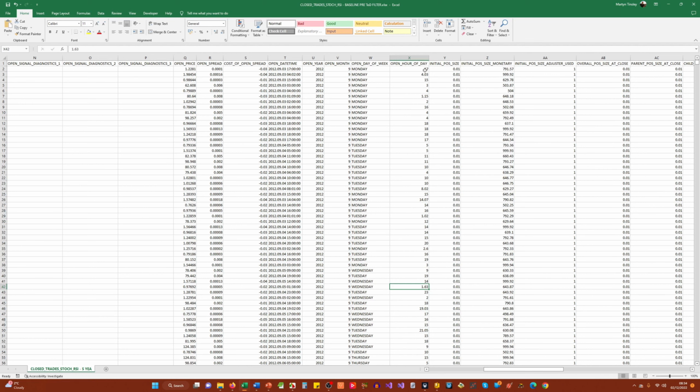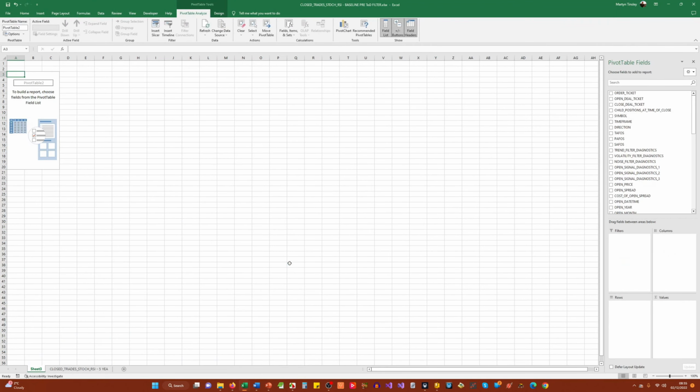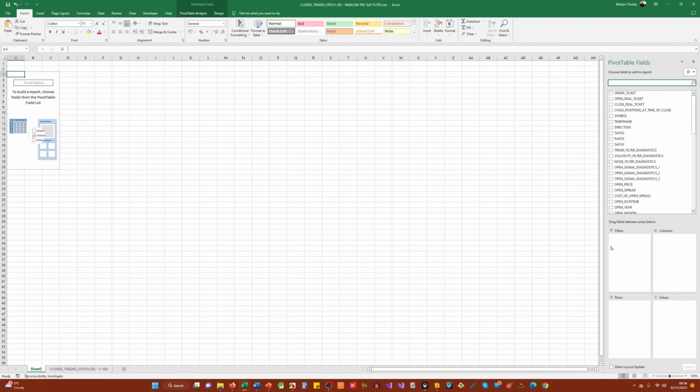Now remember, this is the time of day that the trade opened, and that's what we're concerned about at the moment because of this time of day filter. In future episodes, we will actually look at close times and how long trades are open for also. But to analyze this data, the easiest way is to simply create a pivot table. And so in my row column here of the pivot table, I'm going to choose the open hour of day.